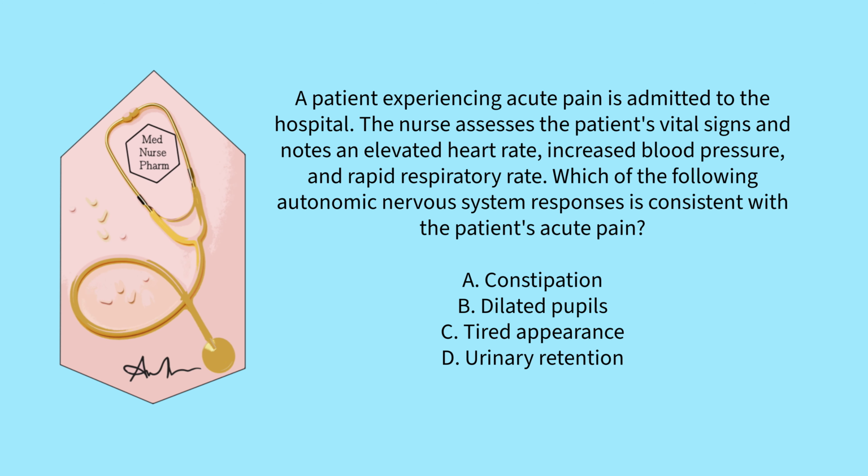A patient experiencing acute pain is admitted to the hospital. The nurse assesses the patient's vital signs and notes an elevated heart rate, increased blood pressure, and rapid respiratory rate. Which of the following autonomic nervous system responses is consistent with the patient's acute pain? Constipation, dilated pupils, tired appearance, or urinary retention?